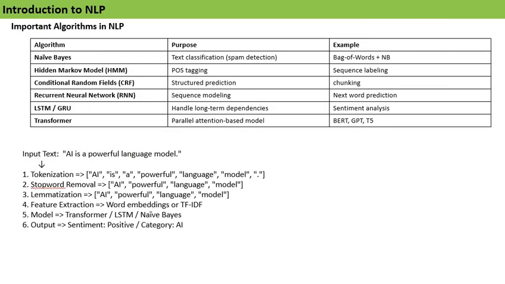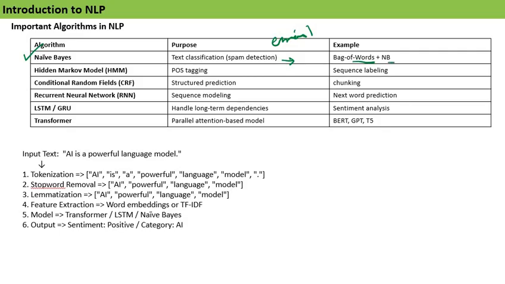Next, coming to the important algorithms used in NLP. One popular one is Naive Bayes. We already discussed the Naive Bayes algorithm, which does the classification task, for example, whether an email is spam or not. An example is bag of words and Naive Bayes.